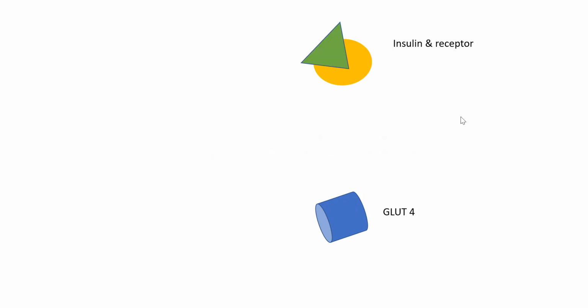So let's just look at the receptor and the insulin. Insulin would be the triangle, the receptor is the yellow circle located on the cell. And then the GLUT4 is the protein that's going to translocate to allow the cell to open up and accept the glucose once insulin binds.